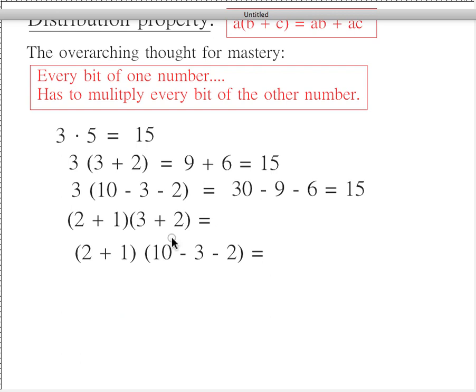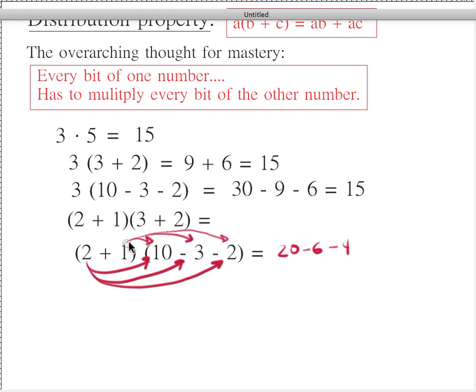And so when we go to this first bit, I think you see, there's going to have to be 3 arrows. Because every bit of that 3 has to multiply all 3 bits here. And similarly, there's going to be 3 arrows here. Now when we do all these multiplications, there's going to be 6 of them. We ought to get 15. Let's see, we're going to get 20 minus 6 minus 4.